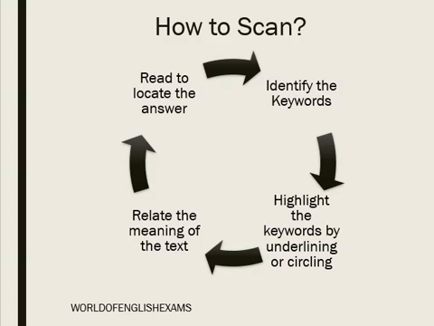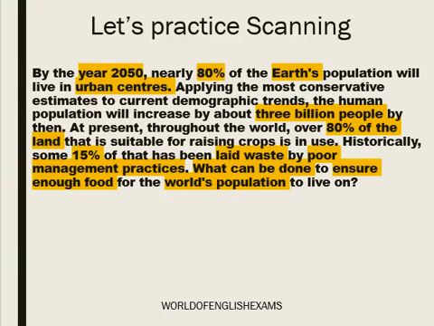Now, why don't we take up a passage and learn scanning just like we have learned skimming? Are you ready? Wonderful. So we're taking the same passage as we have taken for skimming, but let's see how we scan. As I already told you, you need to keep highlighting, and those words that we have highlighted in yellow in this passage signify the keywords like 2050, 80%, earth, urban centers, 3 million people, 80% of the land, then laid waste, 15%, poor management practices, ensure enough food, world's population, and so on.